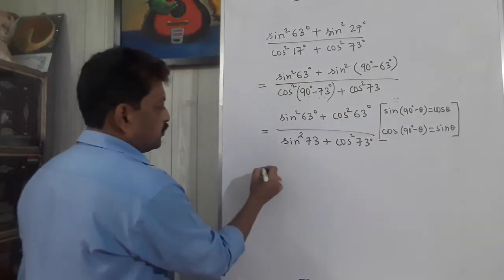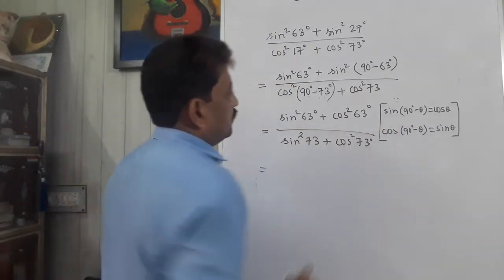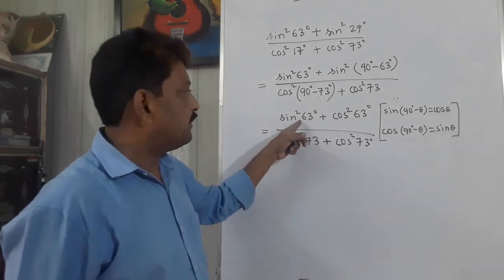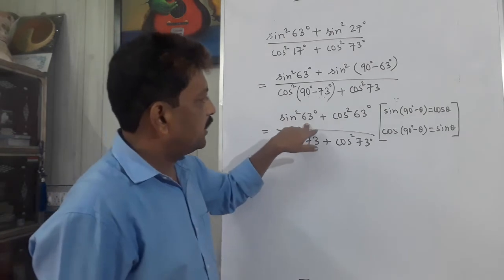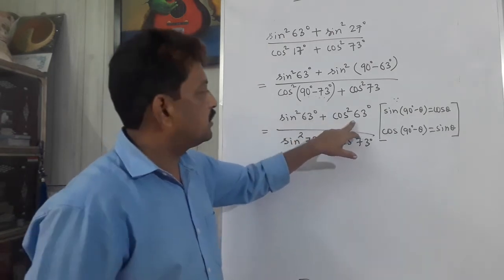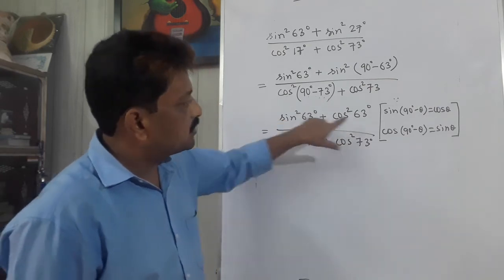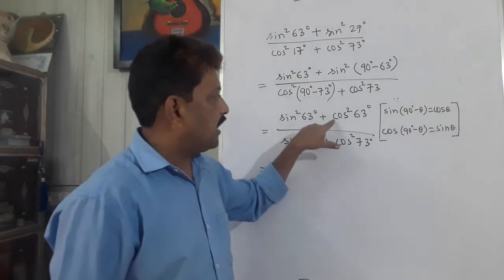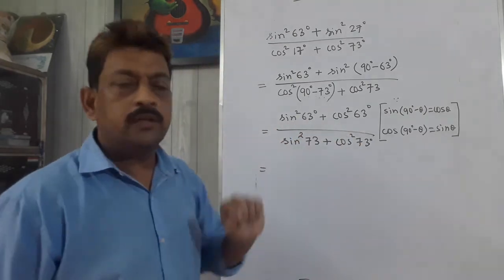Now see this. This is the identity, the first one. The first identity we have learned: sin square A plus cos square A equals 1. That is sin square theta plus cos square theta equals 1. Here theta is 63 degree. So in place of sin square 63 degree plus cos square 63 degree, we can write 1.